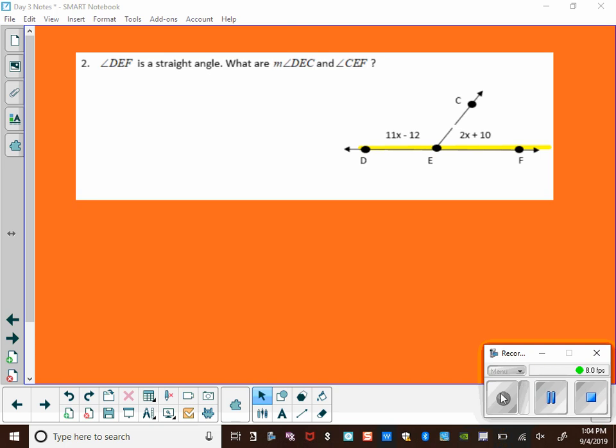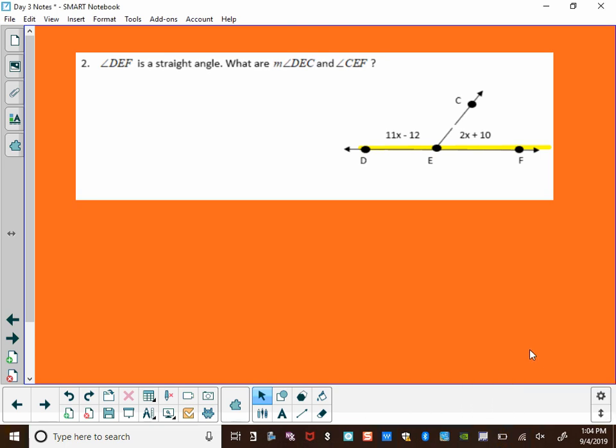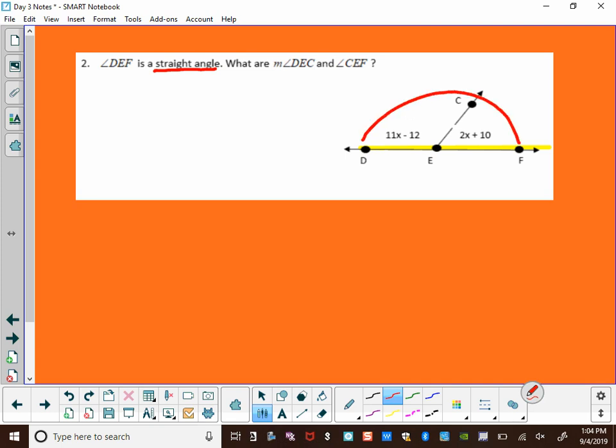There's so many. It says angle DEF is a straight angle. What does that mean? It's going to equal what? Turn back to the first page. A straight angle is equal to what? 180 degrees. So that means that these two angles, DEF, is equal to 180 degrees. Make sure you write this down. Whatever I write, I want you to write. They're asking what are the measures of DEC and the measure of CEF.